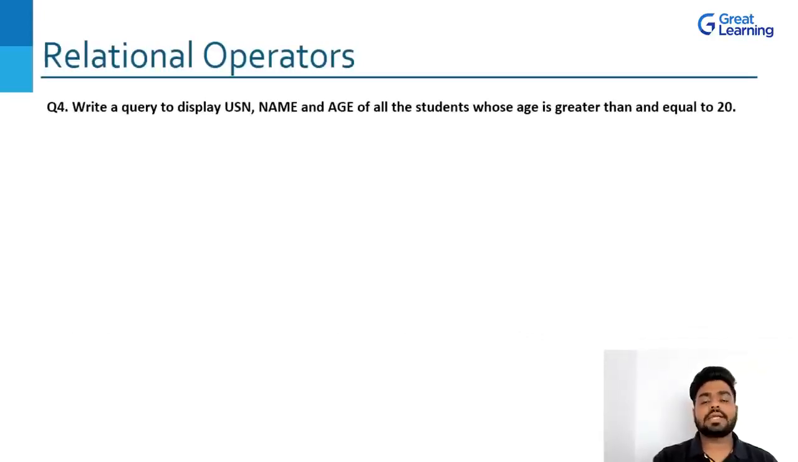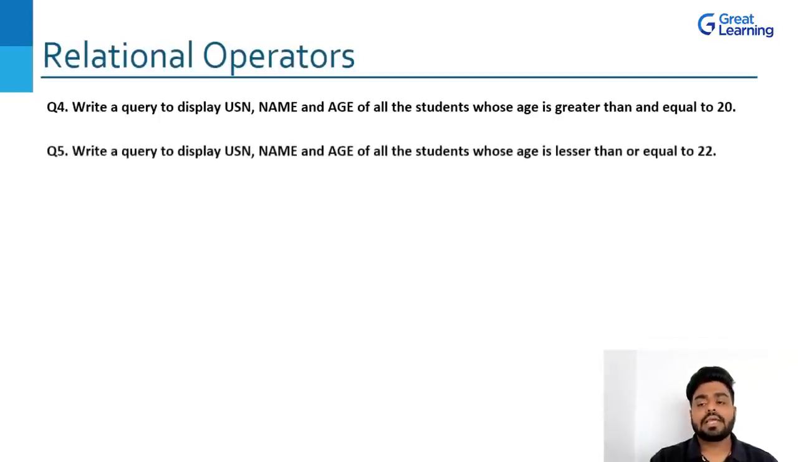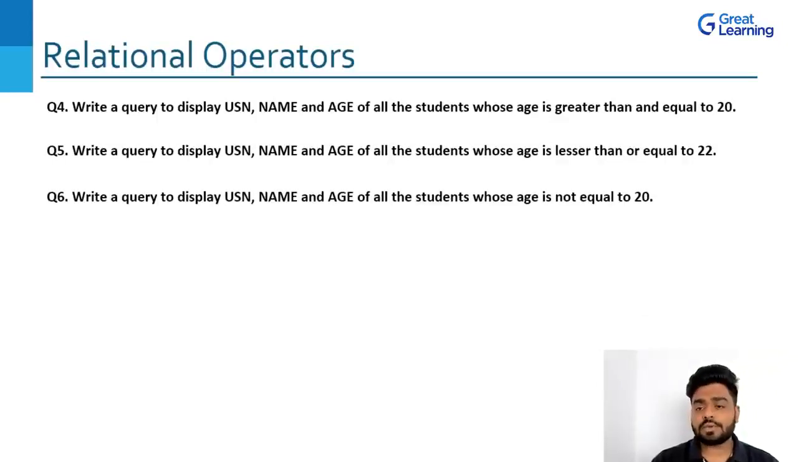Next question can be: write a query to display USN, name and age of all the students whose age is greater than or equal to 20. This also you can do. Lesser than or equal to 22, this also you can do. And whose age is not equal to 20, this also we can do. In this last question, age is not equal to 20, you can use any of the 3 symbols. Try to do it on your own and see whether you're getting the answer as imagined or not.